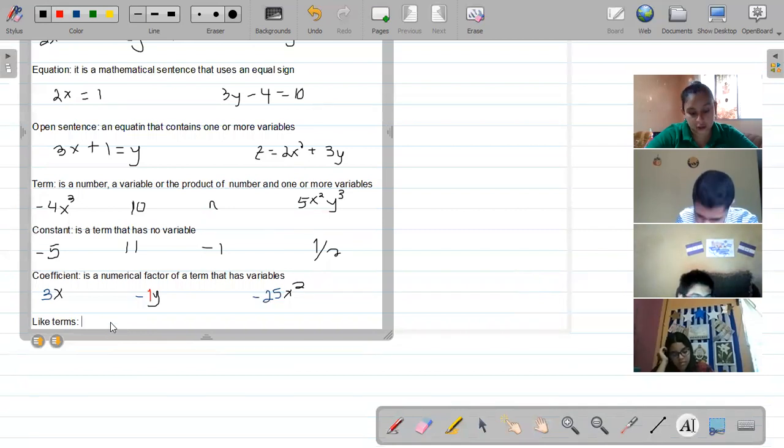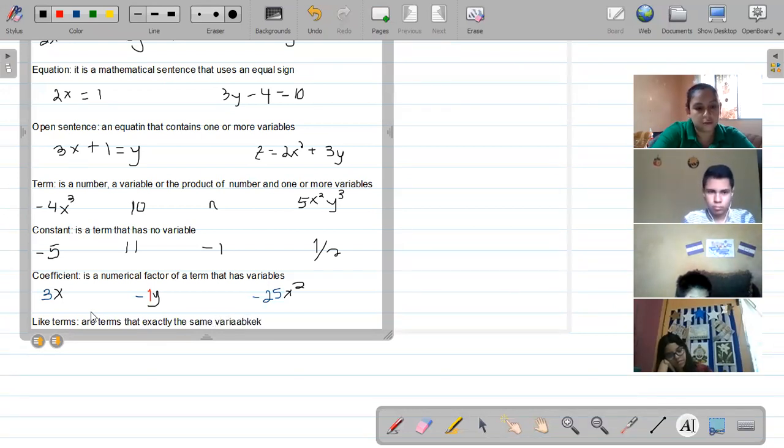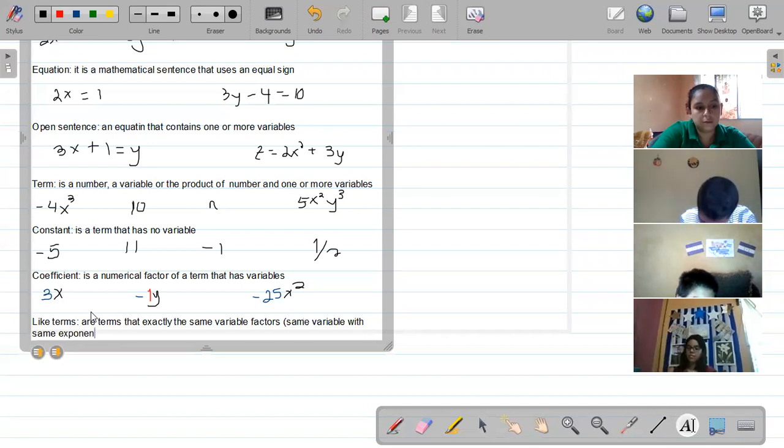Now, the last definition that we're going to see right now is like terms. Someone in the chat was saying that they have the same variable and powers. So yeah, kind of, okay? So we can say that like terms are terms that have exactly the same variable factors. Meaning same variable with same exponents. Or constants with constants.